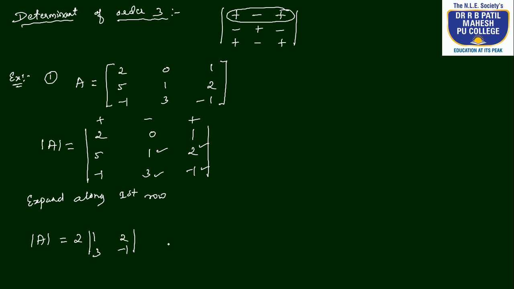Next element, minus 0 and the box. Delete the first row and the second column. The element which lies in the first row, second column, delete them. Then what are the 4 numbers you get here?